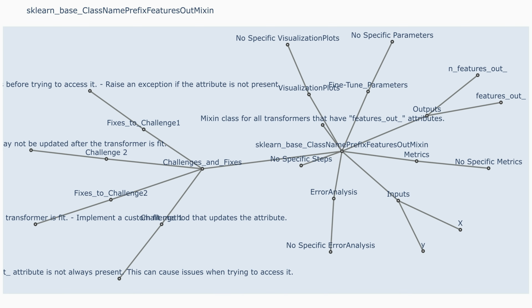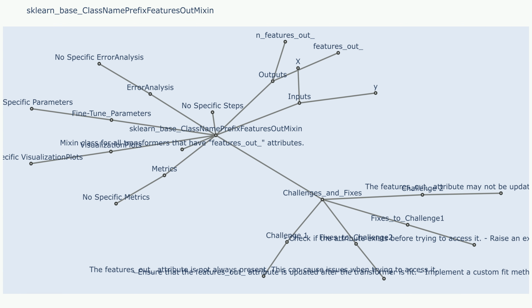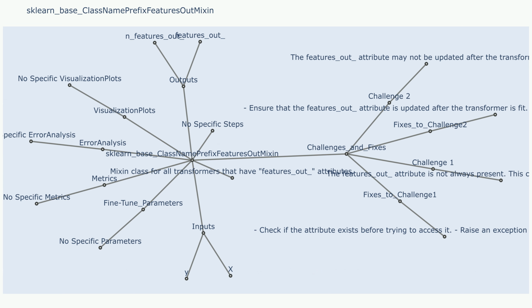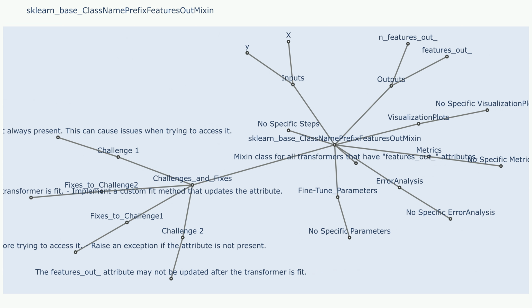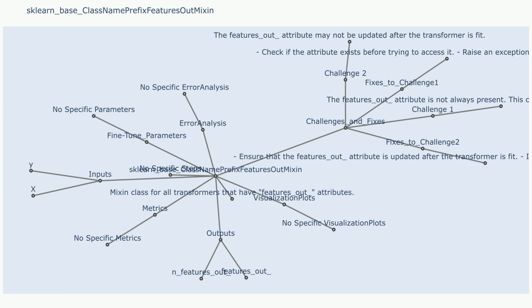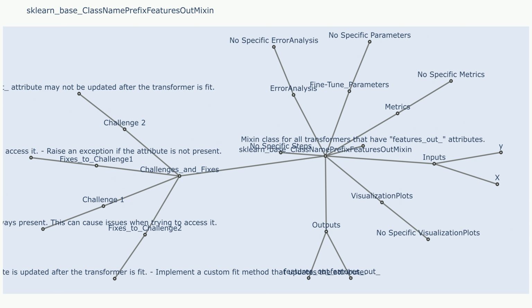sklearn.base.ClassNamePrefixFeaturesOutMixin. Description: this mixin class is used by scikit-learn transformers to ensure that the feature names of the transformed data are prefixed with the class name of the transformer. This helps to avoid name clashes when using multiple transformers in a pipeline.